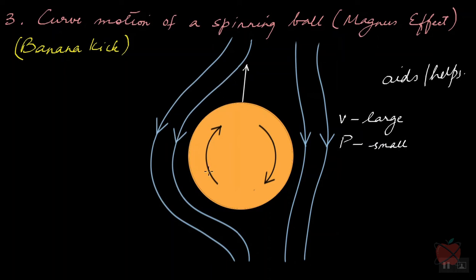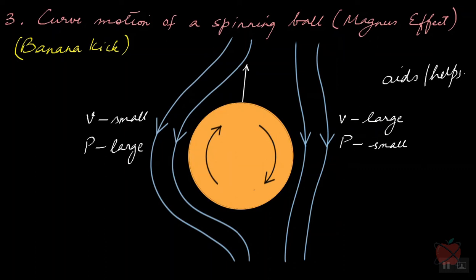Here, the airstream is going that way, and the ball is spinning that way. It is spinning opposite to the direction of the airstream. So there is some resistance. Because of that, the speed of the airstream here will be small, and the pressure will be large. Understand? So due to the spinning motion of the ball, you have a difference in pressure on the two sides. On the left side the pressure is large, whereas on the right side the pressure is small.